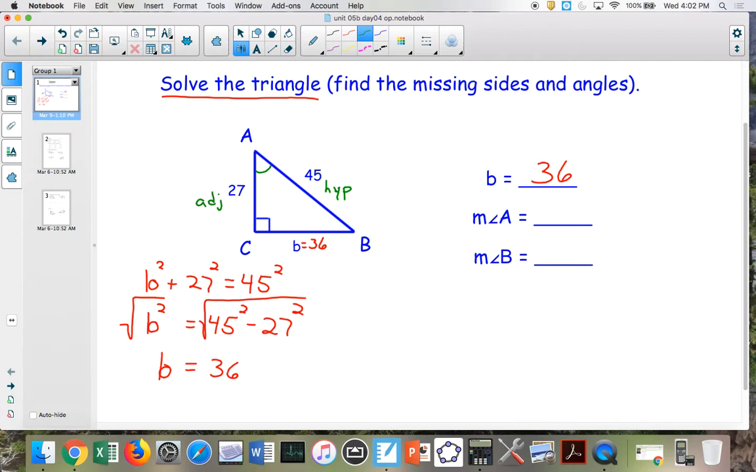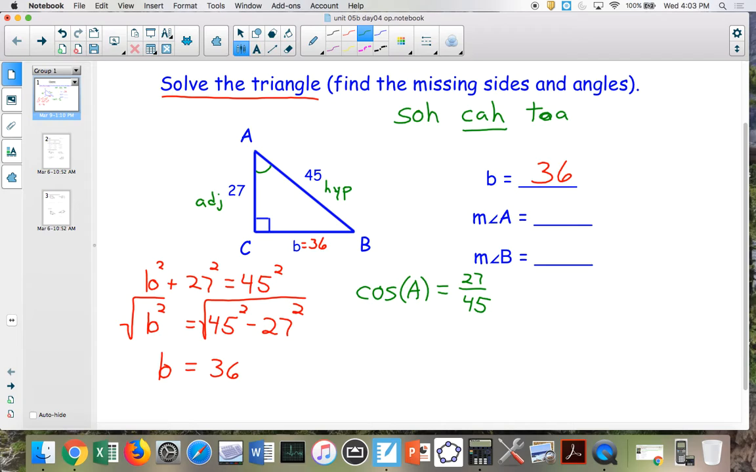So I have to think back to what I remember about sine, cosine, and tangent. So I need to use the adjacent and the hypotenuse. That means I want to use the cosine function. So I'm going to say the cosine of angle A equals adjacent over hypotenuse.